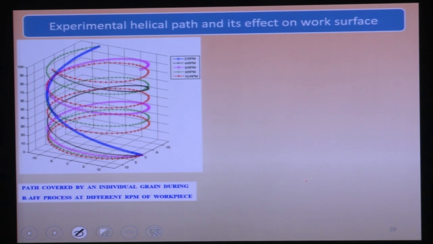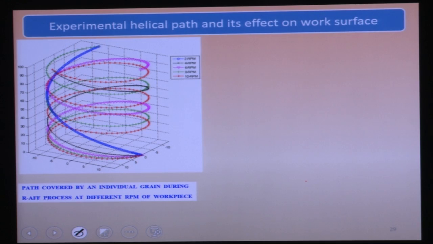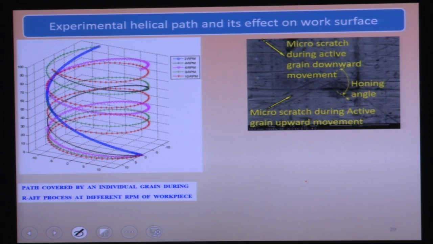So it can move away. Based on your rotational speed and also the axial motion of this media, this helical path can be varied. This kind of process pattern you can see here is generated on the workpiece surface.